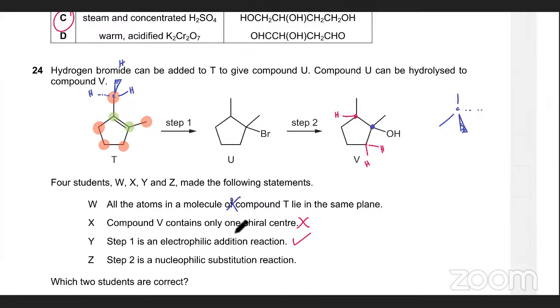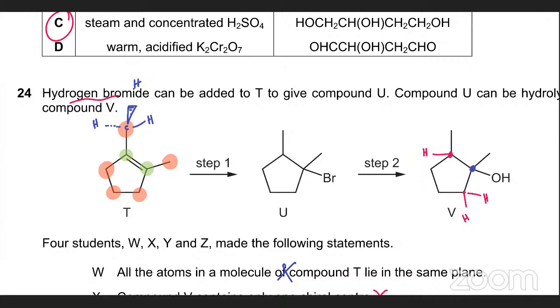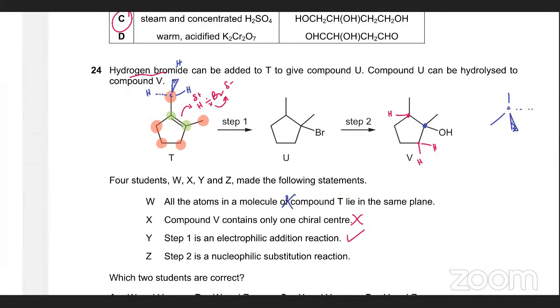The next one is step one, electrophilic addition reaction, which is true. Why is it true? Hydrogen bromide is being added to an alkene. When you have a pi electron cloud over here, there's a very large electron density over here, and the electrons of the bond over here are going to get repelled. This would become negative, this would become positive, and the positive H will be attracted, will be an electrophile, and that would lead to electrophilic addition. Alkenes always have electrophilic addition reactions.